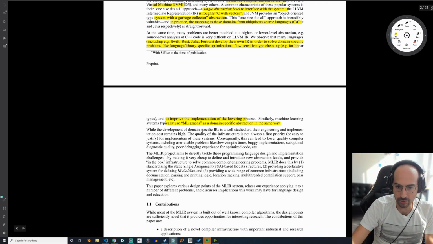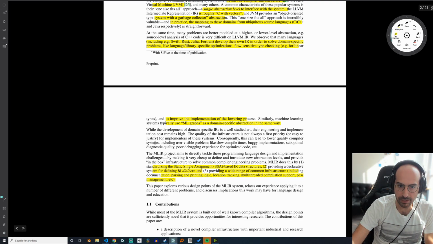MLIR is an in-the-box infrastructure to solve common compiler engineering problems by standardizing the static single assignment-based IR data structures, providing a declarative system for defining IR dialects, and providing a wide range of common infrastructure, including documentation, parsing and printing logic, location tracking, multi-threaded compiler support, and pass management. Okay, I hope they'll explain all of this stuff a bit later.